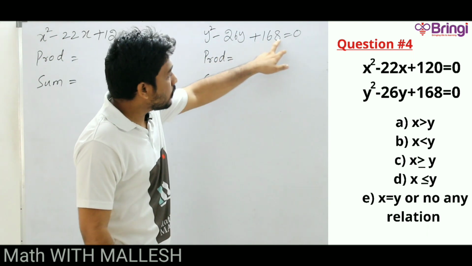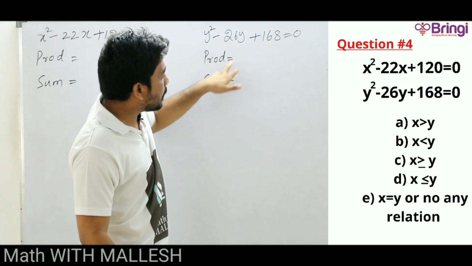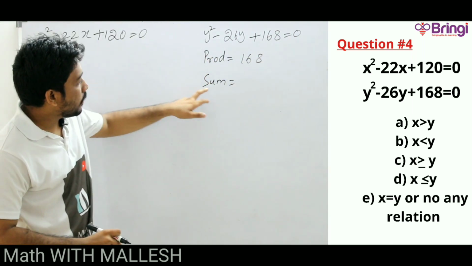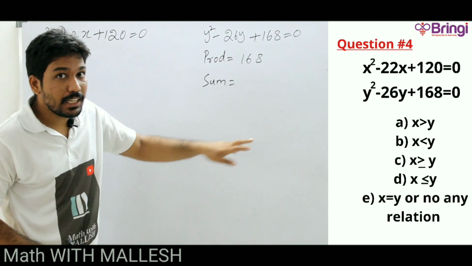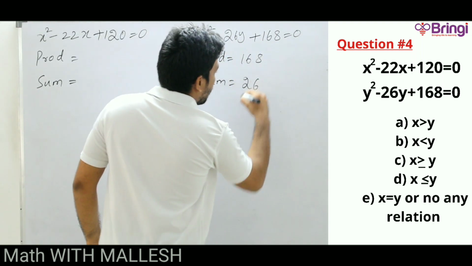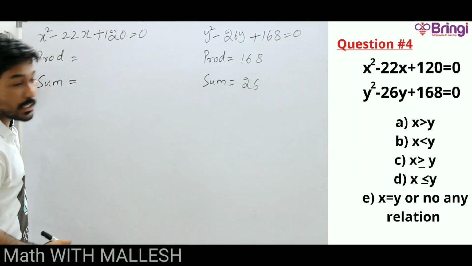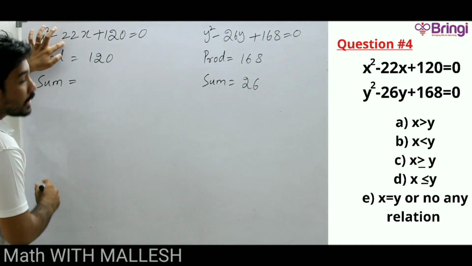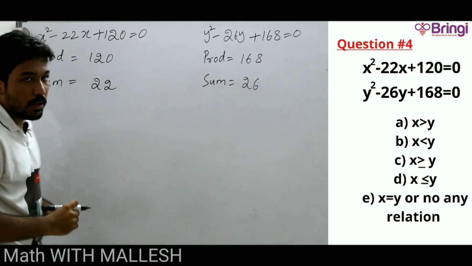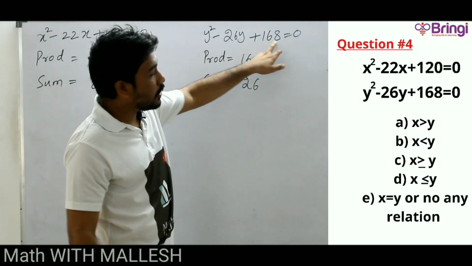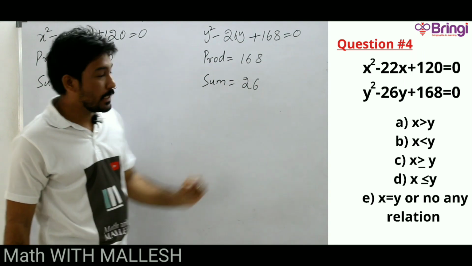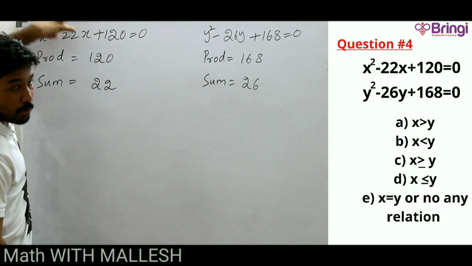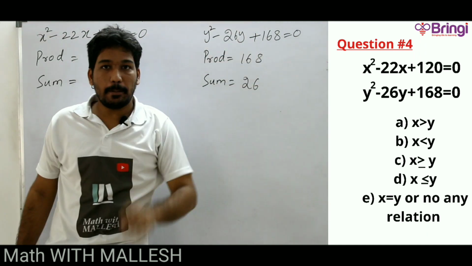First, what is product value? 168. Without any doubt, write product as 168. And what is sum value? Negative 26 is there. Positive 26 is the answer. Now here, what is product value? 120. And what is sum value? Negative 22 is there. Positive 22. Clear? Product value 168 and sum value positive 26. And here product value 120 and sum value positive 22. Negative 22 ulta and negative 26 ulta.